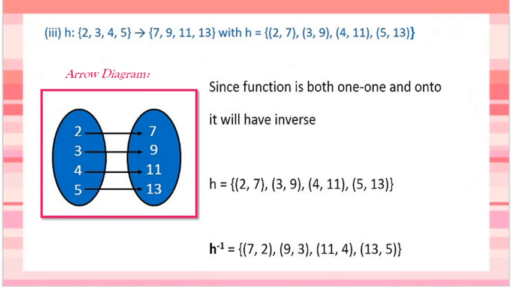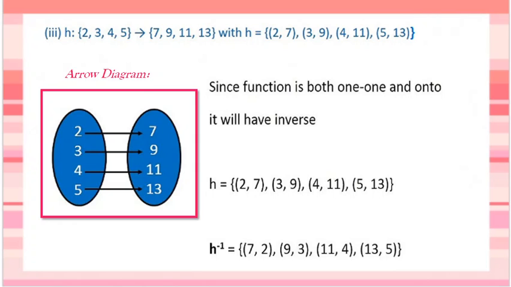Third part, here function h is defined from this set to this set in such a way that 2 is mapped with 7, 3 with 9, 4 with 11 and 5 with 13. Look at this arrow diagram and we can easily conclude that 2 is related to 7, 3 with 9, 4 with 11 and 5 with 13. So it means this function is one-one and yes, this function is onto as well. So it means this function is invertible and it will have an inverse.